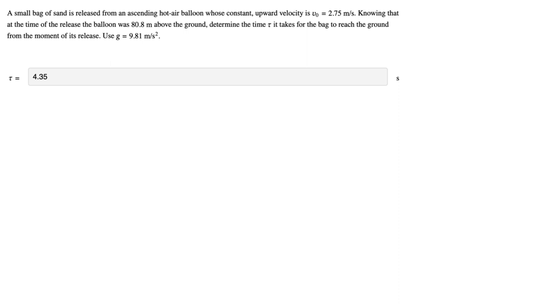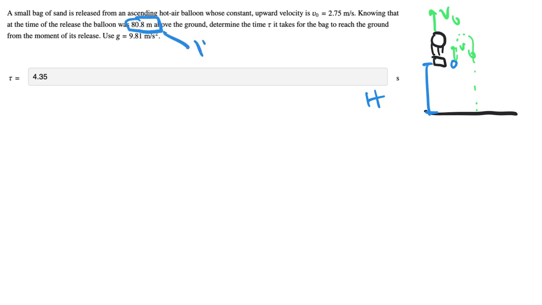As always, I think the best way to start a problem is to draw a picture. So here is our hot air balloon with the little basket, and then over here is the sandbag. The key thing is that the hot air balloon starts off with speed v0, which means so does the sandbag. But then the sandbag, of course, goes up and falls down until at some point it hits the ground. They tell us that the initial height, I'm going to call h, is 80.5.